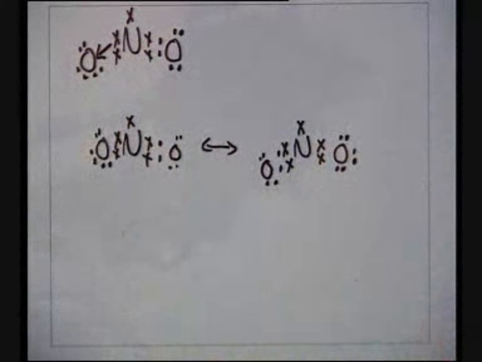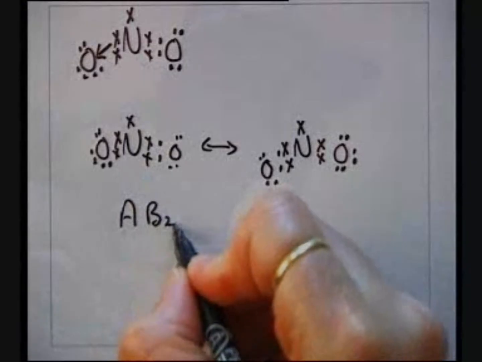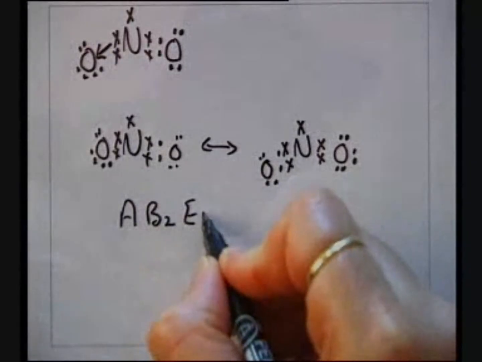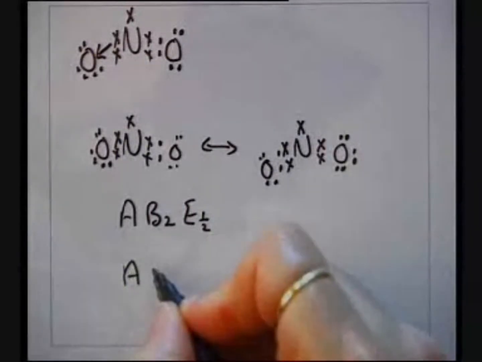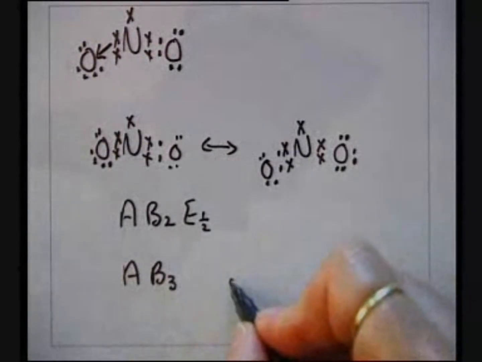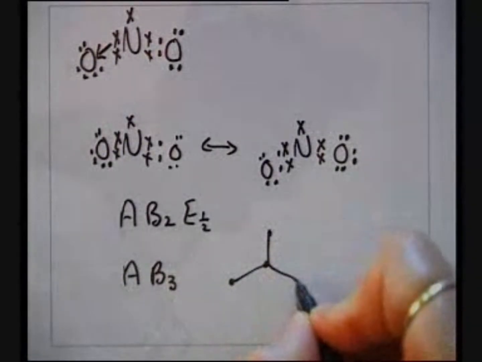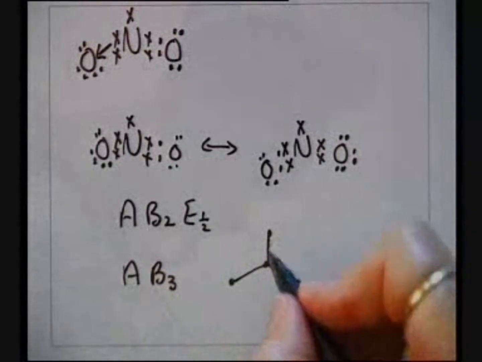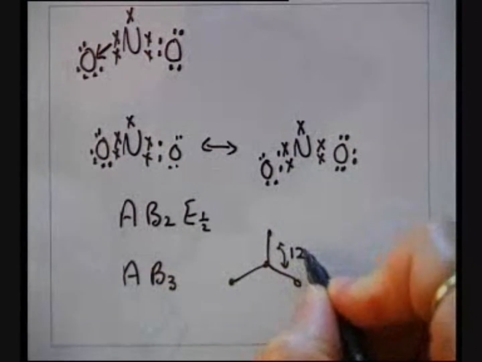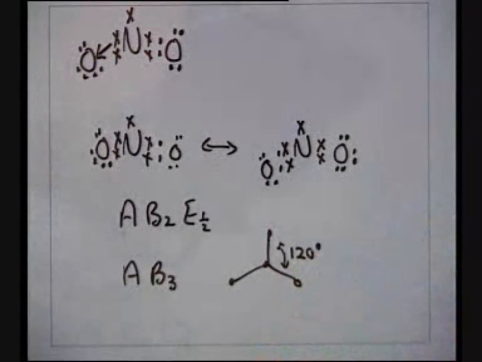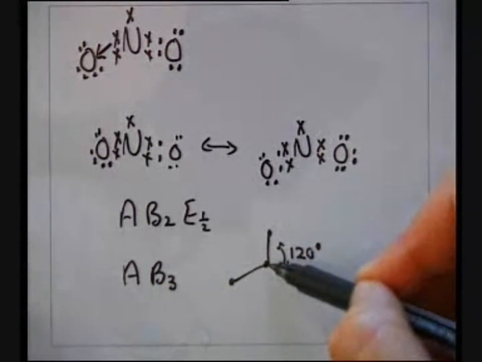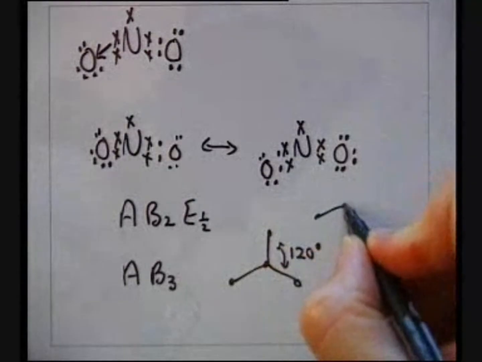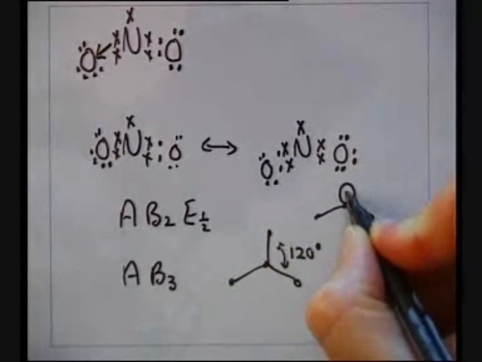The molecular geometry then is determined by the central atom A bonded to two terminal atoms, having not a lone pair but just one electron. So the electron pair geometry is AB3, and we expect from the electron pair geometry a trigonal planar molecular geometry with bond angles of 120 degrees. In this example, though, we cannot expect a trigonal planar molecular geometry because we have one lone electron on the central atom.